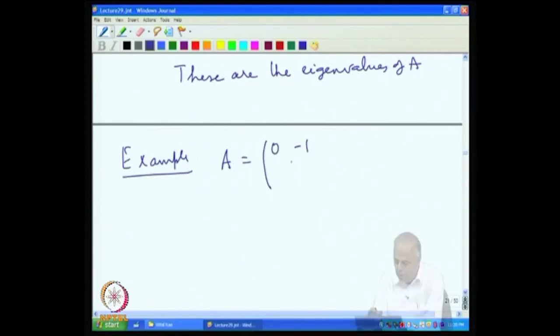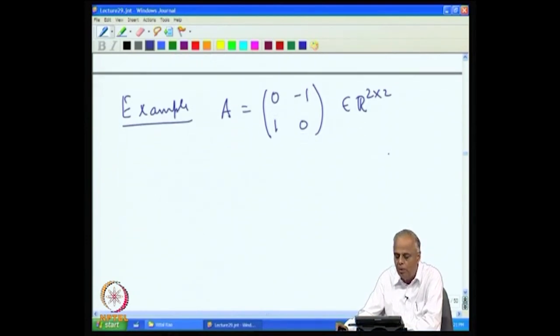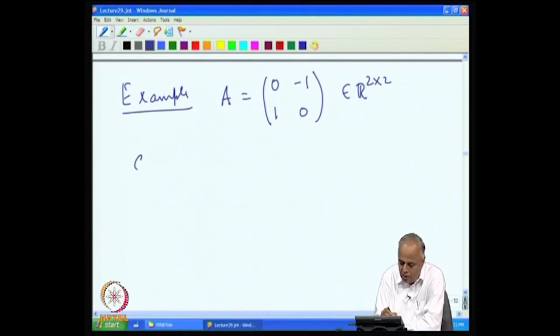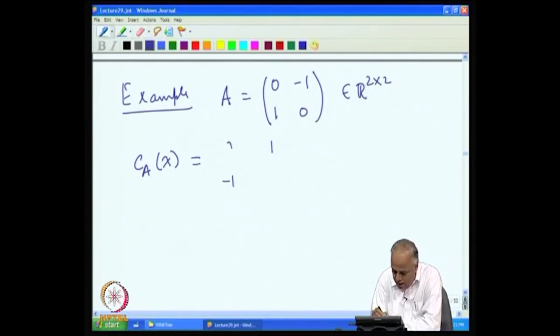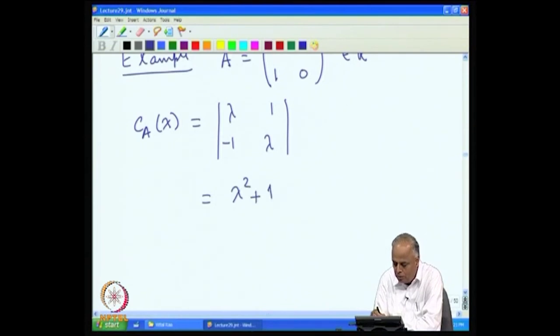Now, let us look at another simple example. Let us consider the matrix A, which is 0, minus 1, 1, 0. This is again a real matrix, 2 by 2. So, its characteristic polynomial must be a monic polynomial of degree 2 because it is a 2 by 2 matrix. So, let us write the characteristic polynomial: negate the matrix and then stick a lambda along the diagonal, and when you expand this, you get lambda squared plus 1.